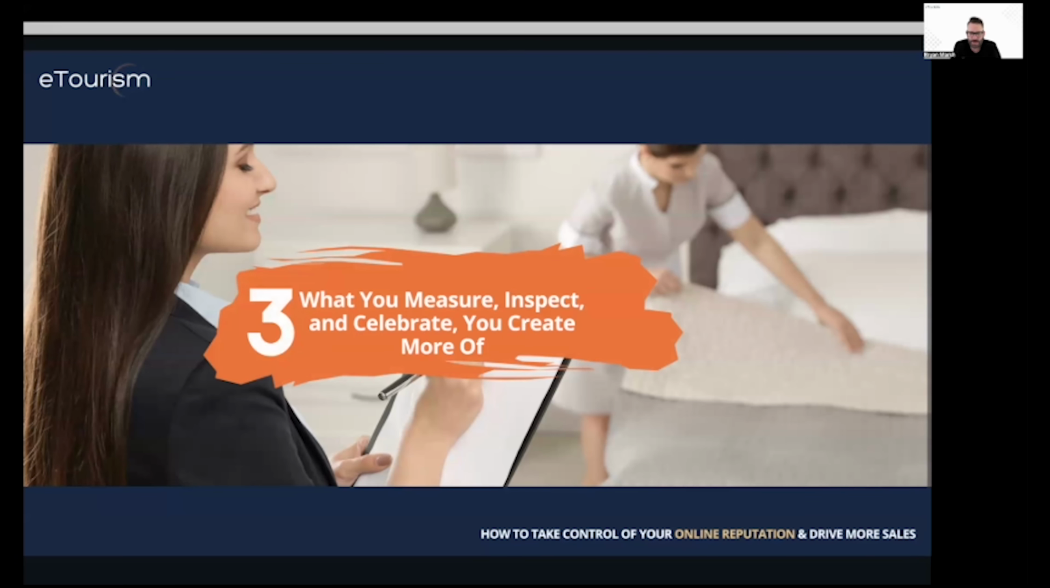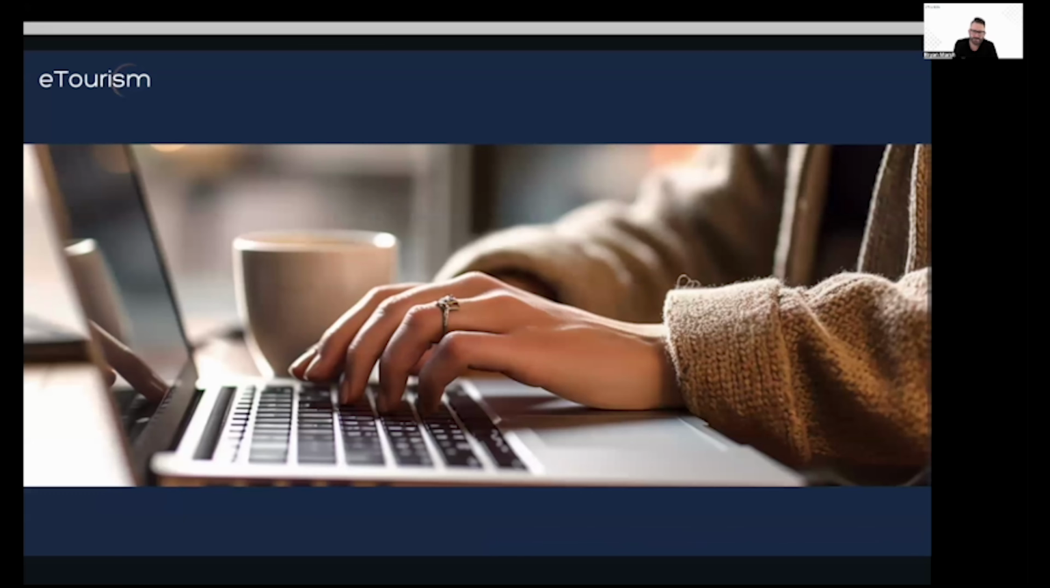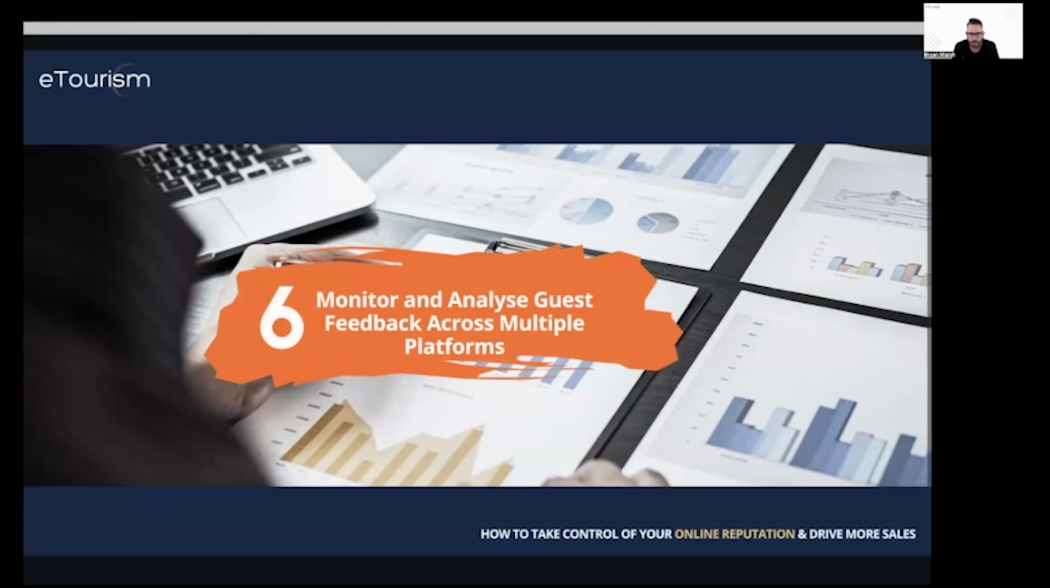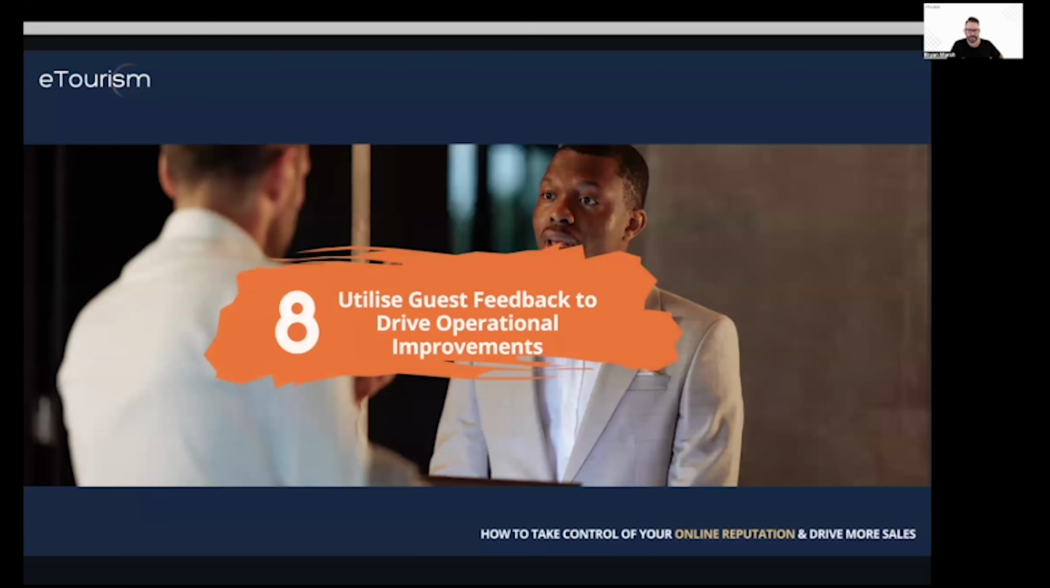3, what you measure, inspect, and celebrate, you create more of. 4, leverage best-in-class tools to request reviews after every guest stays. And number 5, acknowledge and respond to every review. Number 6, monitor and analyze guests' feedback across multiple platforms. Number 7, implement ongoing staff training for guest interaction and excellence. And number 8, utilize guest feedback to drive operational improvements.